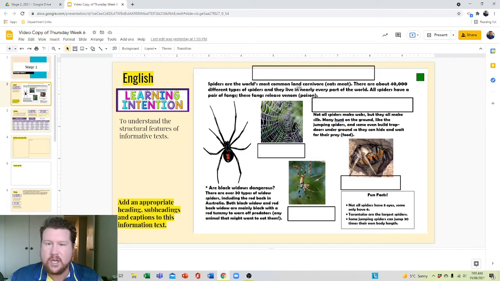Spiders are the world's most common land carnivore, which means it eats meat. There are about 40,000 different types of spiders, and they live in nearly every part of the world. All spiders have a pair of fangs. These fangs release venom, which is called poison. What will we do up here? Not all spiders make webs, but they all make silk. Many hunt on the ground, like the jumping spiders. And some even build trapdoors underground so they can hide and wait for their prey or food.